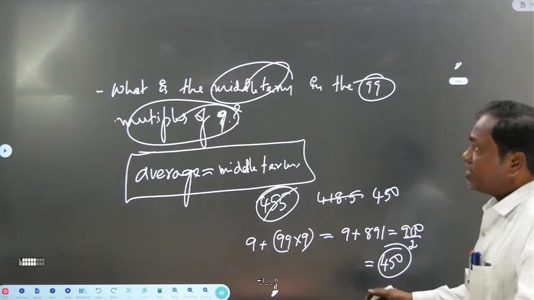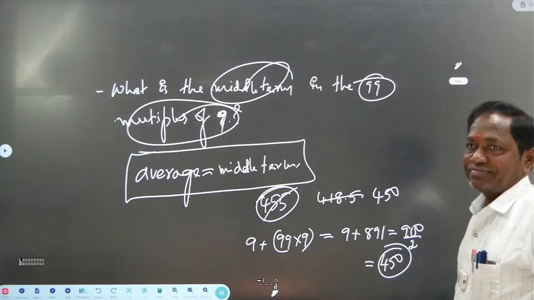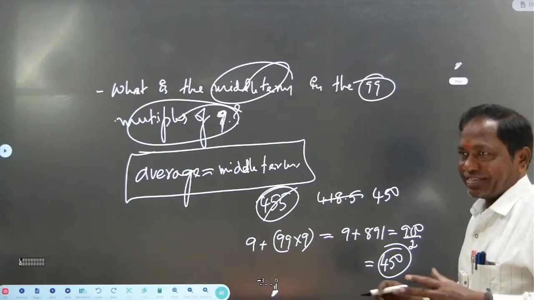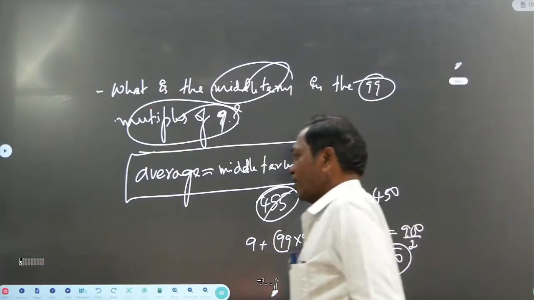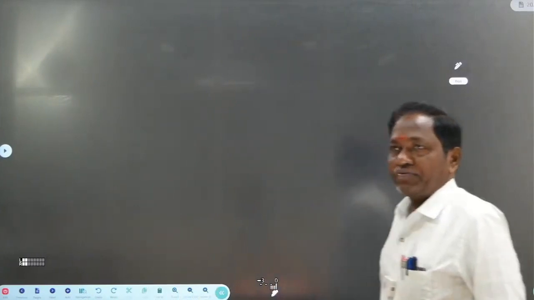But in CSAT, what is the question? What is the sum of the digits? So sum of the digits of it. Just like that. Okay. Yes, fine. I think this topic is over.